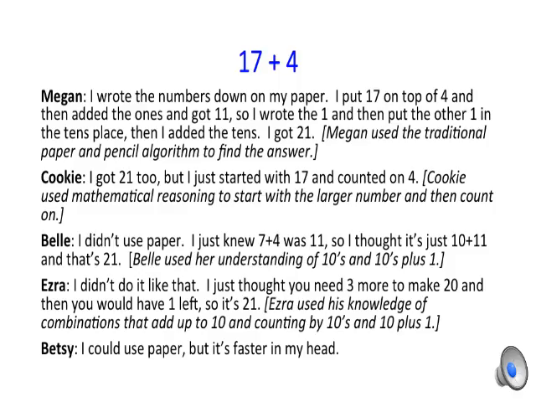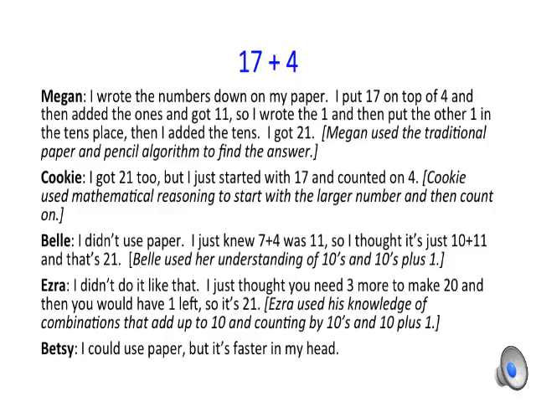Belle said, "I didn't use paper. I just knew 7 plus 4 was 11, so I thought, it's just 10 plus 11, and that's 21." What method did Belle use? Belle might have used her understanding of combinations, of which numbers added together will equal 10, and then used 10 plus 1. Or Belle might have known immediately that 7 plus 4 is 11, and then added 10 plus 10 equals 20 plus 1 equals 21. We would need to ask Belle to tell us more to determine the exact method she used.